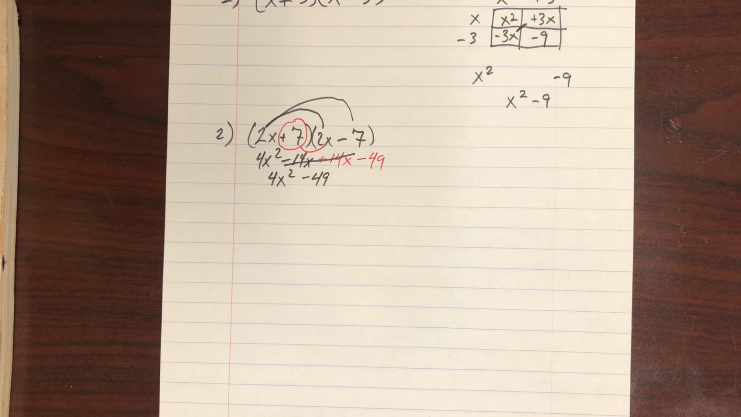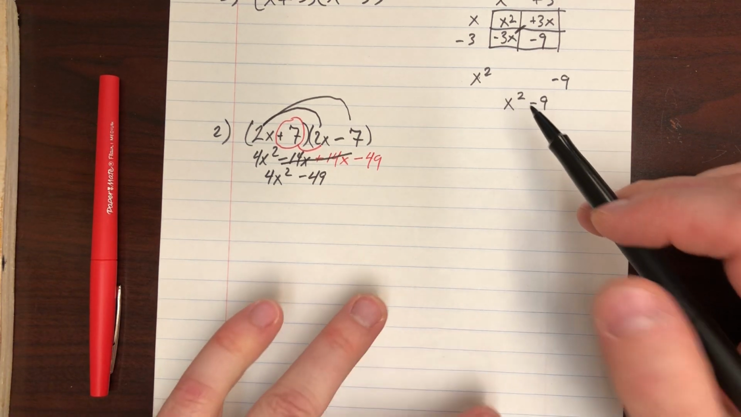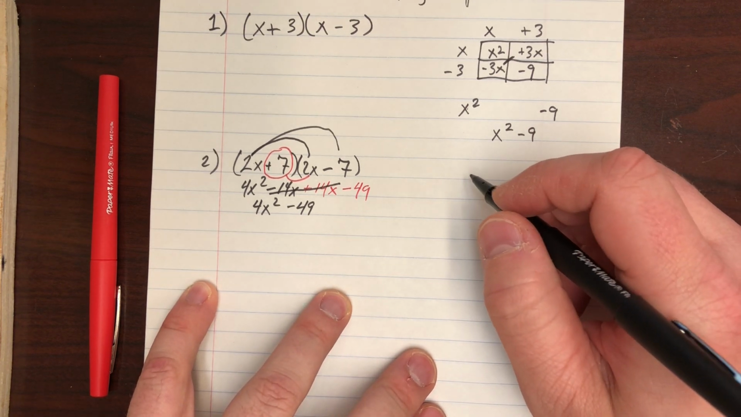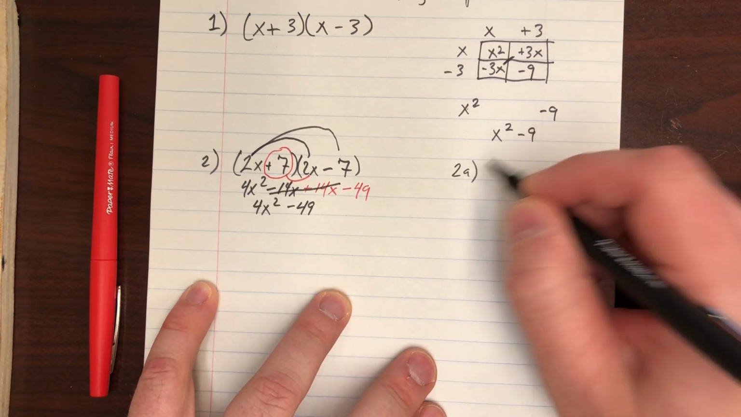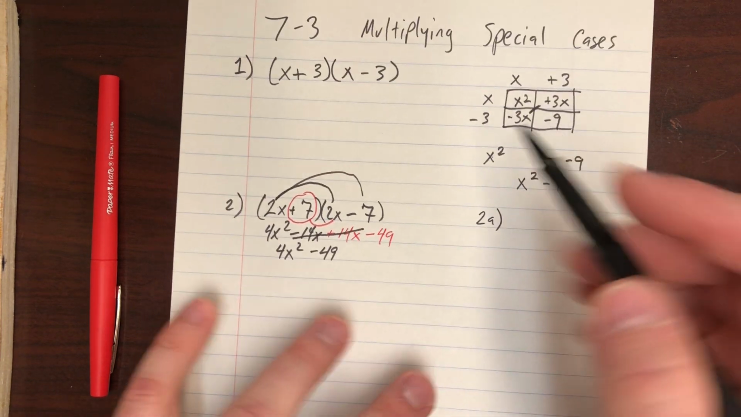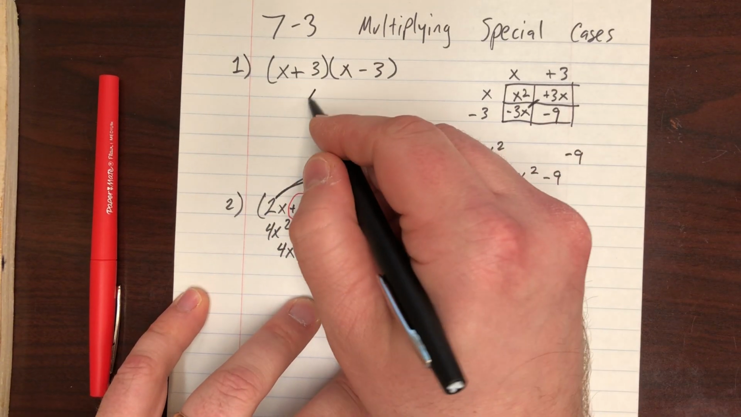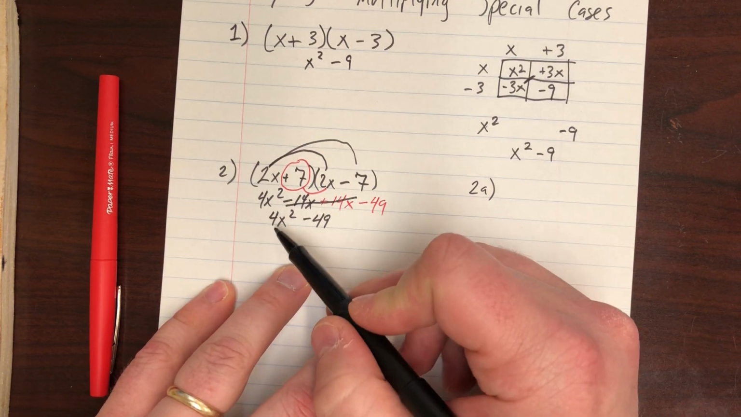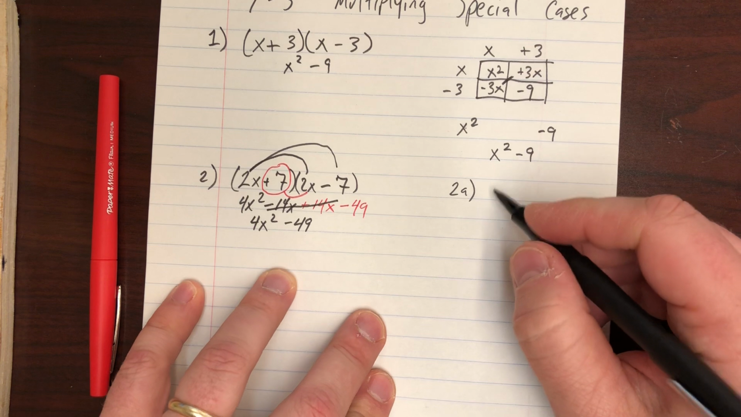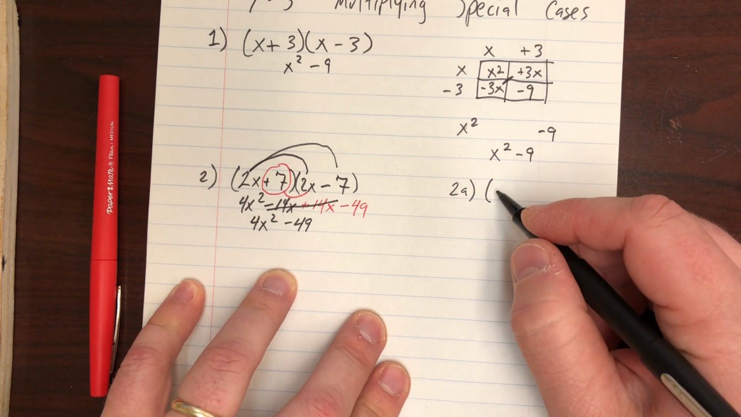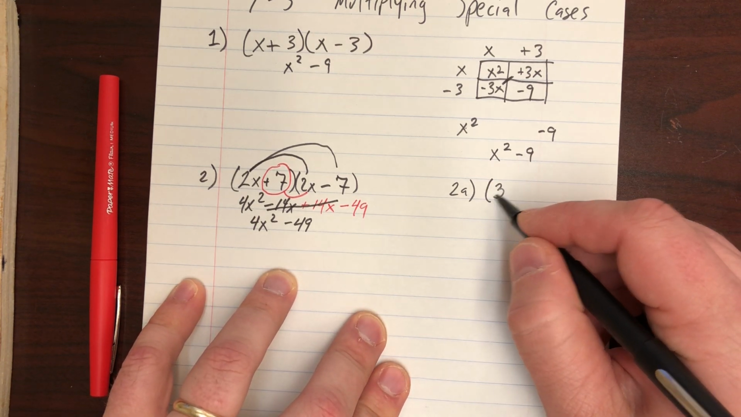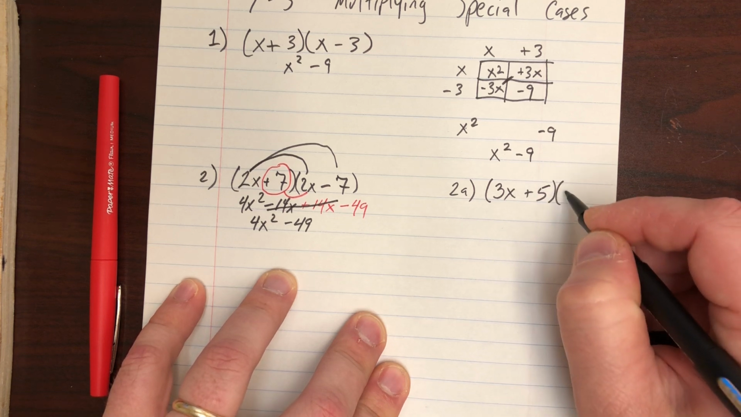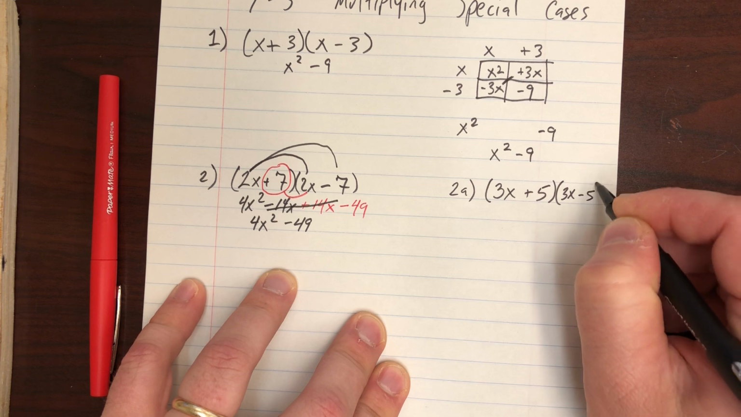There is a secret shortcut that you can do with a problem like this. So I know I said there will only be 4 examples today, so this is going to be a fake example. Let's call it 2A. So now that you've had a chance, x plus 3, x minus 3 is x squared minus 9. 2x plus 7, 2x minus 7 is 4x squared minus 49. What do you think 3x plus 5 times 3x minus 5 is?